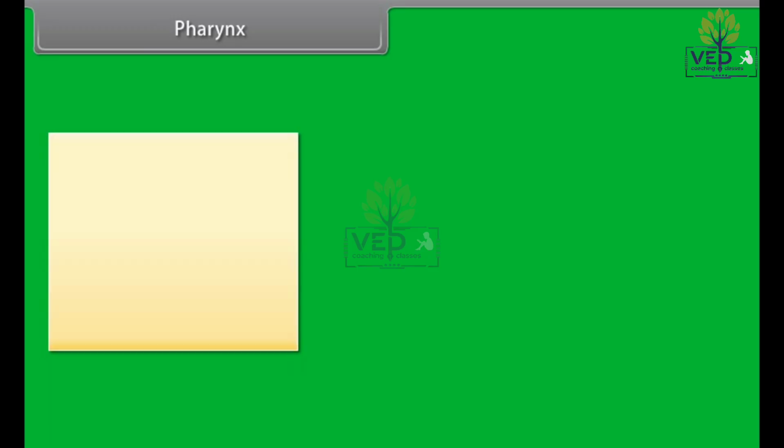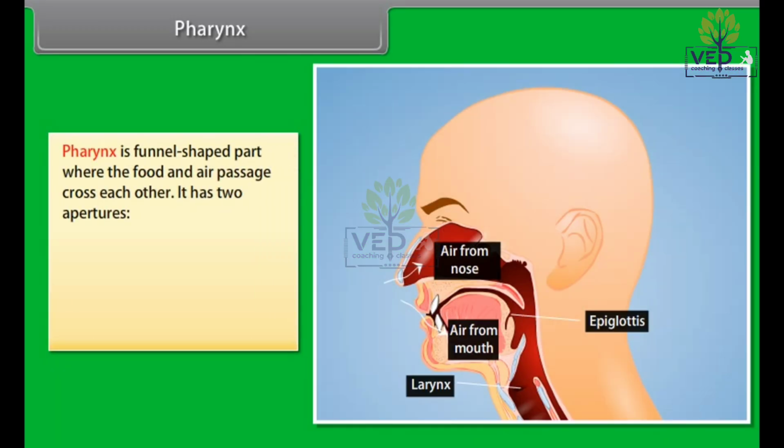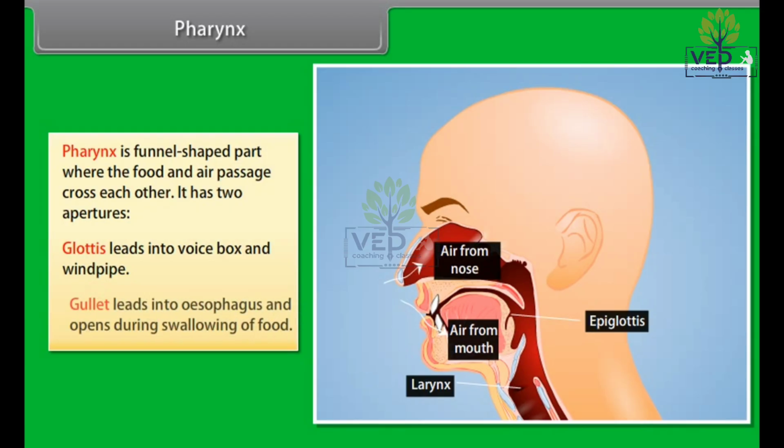Pharynx. Pharynx is a funnel-shaped part where the food and air passage cross each other. It has two apertures. Glottis leads into the voice box and windpipe. Gullet leads into the esophagus and opens during swallowing of food.